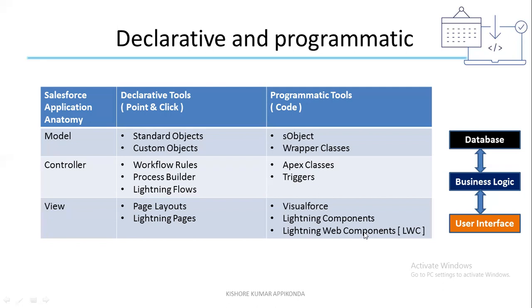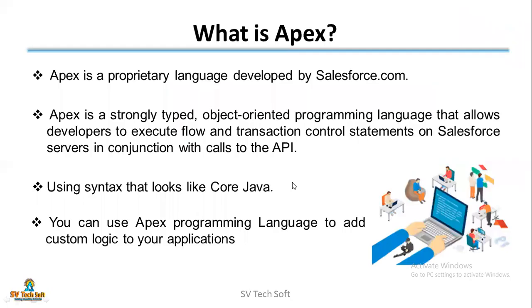We will discuss later in detail what Visualforce is and how we can create Lightning and Lightning Web components. What tools are available in Salesforce? We have to see that in detail. What IDEs are available? IDE means integrated development environment, like Eclipse and Visual Studio Code. We will discuss it later in detail. These are the main differences between declarative and programmatic tools.